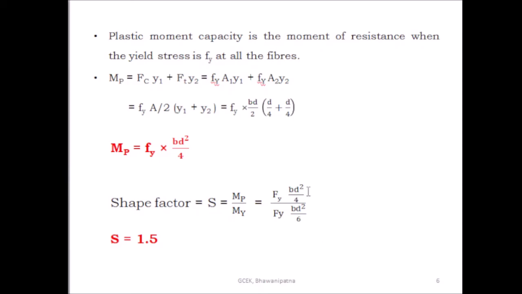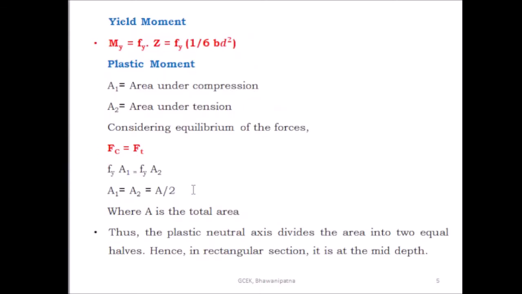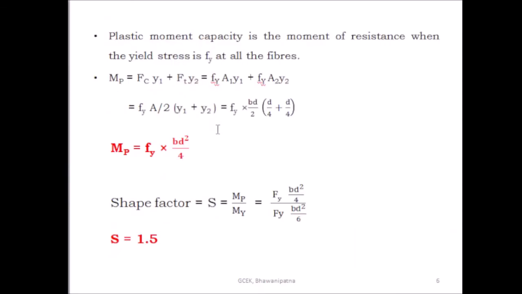Then after putting this Y1 and Y2, you get Mp is equal to Fy into BD square by 4. This is the plastic moment of the rectangular section. Here you know the yield moment of the rectangular section, My is equal to Fy into BD square by 6. Then after knowing the plastic moment and yield moment, you can find out the shape factor.